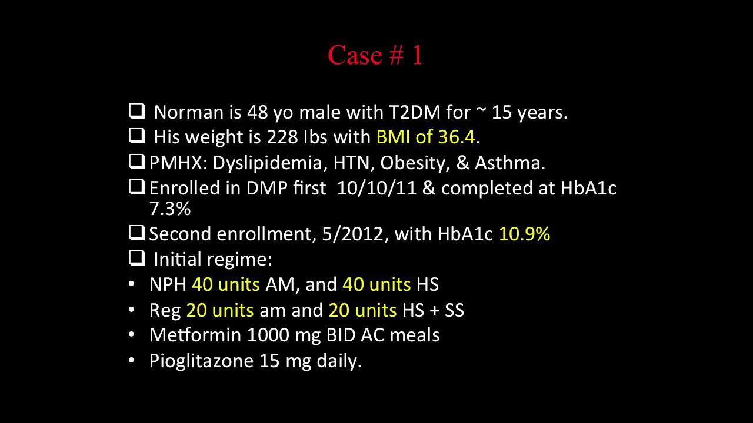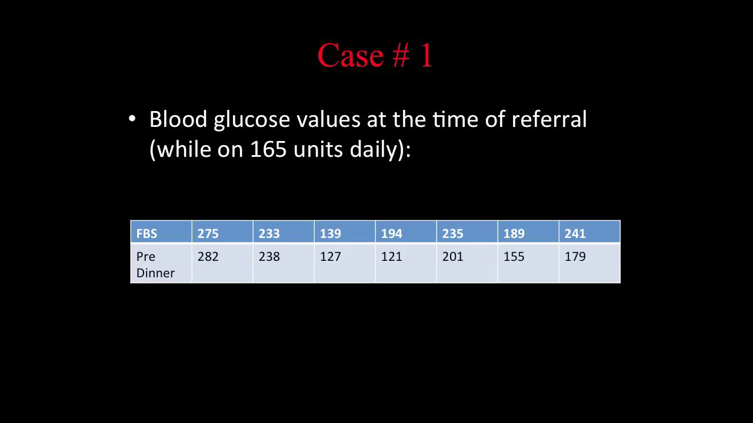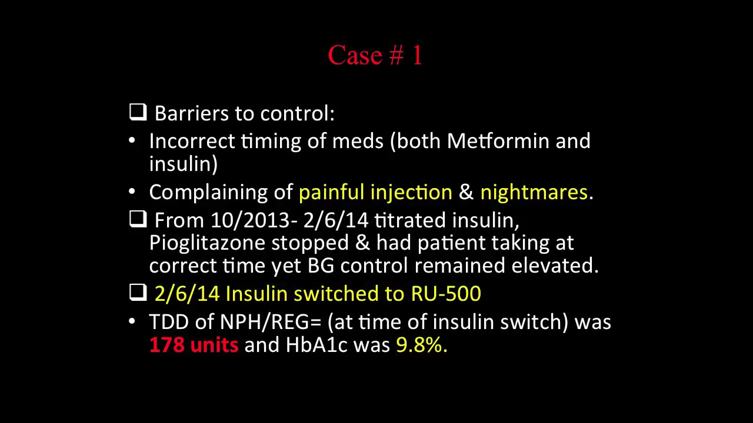of 36.4, with dyslipidemia, hypertension, obesity, and asthma. He has been in the disease management program twice, and the second time ended up with an A1C of 7.3. He was discharged again and came back in May 2012 with an A1C of 10.9. At the time he got back, the dose was 40 units of NPH in the morning and at bedtime, and 20 units of regular in the morning before breakfast, and also at bedtime. He was also getting metformin and pioglitazone. These are the fasting and pre-dinner sugars, and the numbers are all over the place, the majority of them above 200.